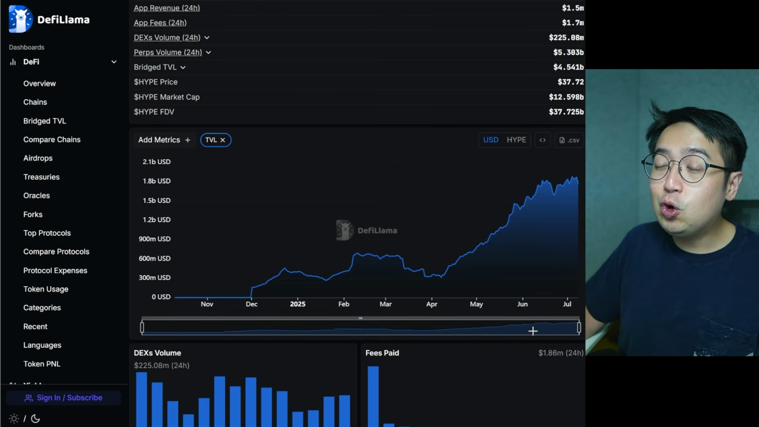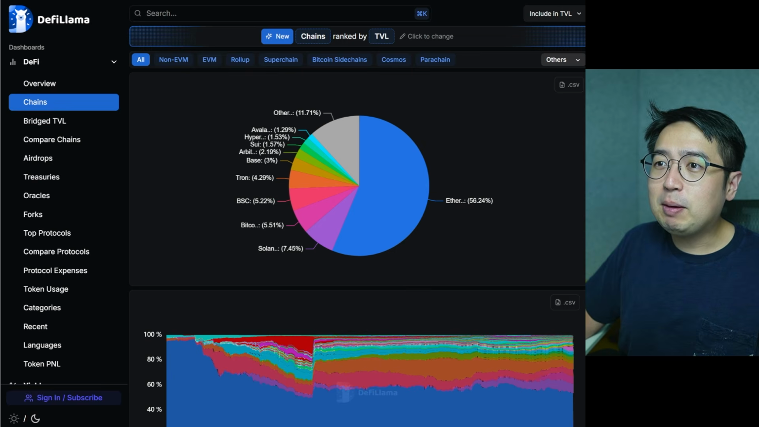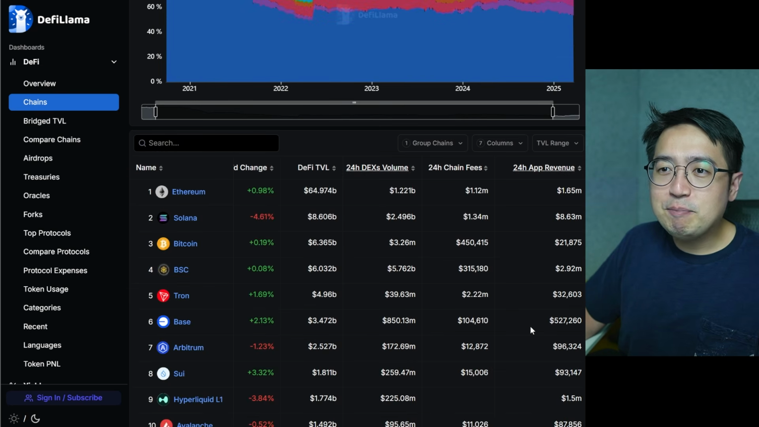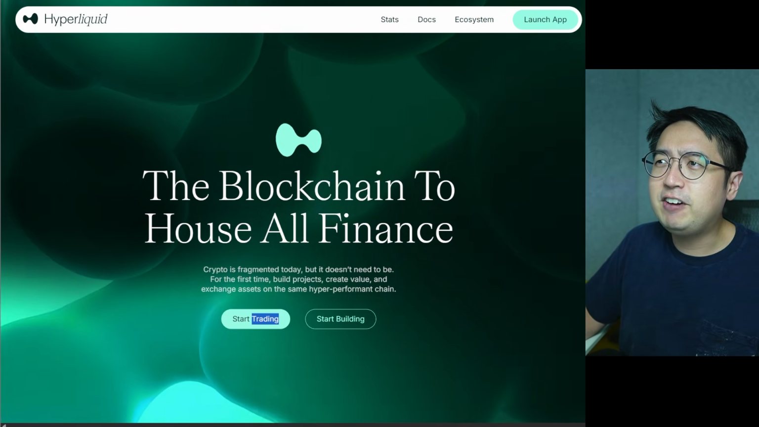This blockchain has only been going up. They are generating a lot of revenue. A lot of people want to build there, and they have been growing in market share, which is why we need to talk about Hyperliquid, the blockchain to house all finance.